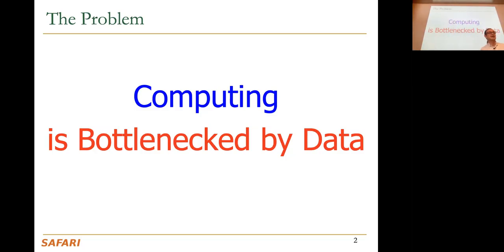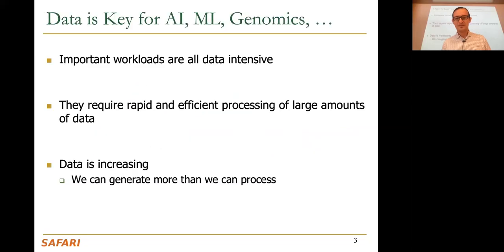If you look at computing today, all aspects of computing systems are bottlenecked by data. Important workloads that you look at are all data intensive. They require rapid and efficient processing of large amounts of data, and data is increasing. We can generate much more data than we can process today. This is true in many fields. Machine learning is one example. Genomics is another example. That's why I put them in the title. But any place where you do data analytics, where you have a lot of devices collecting data, and you need to process them for some purpose. The purpose could be good or bad, and we have all kinds of purposes in the world today. You're really bottlenecked by data.